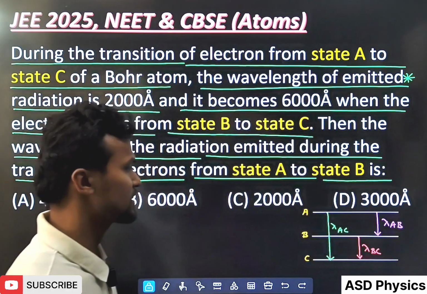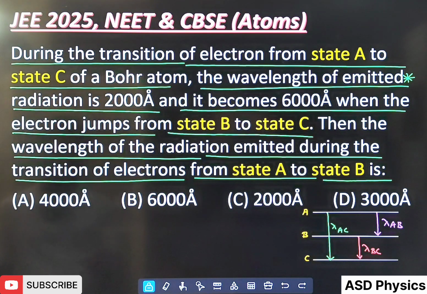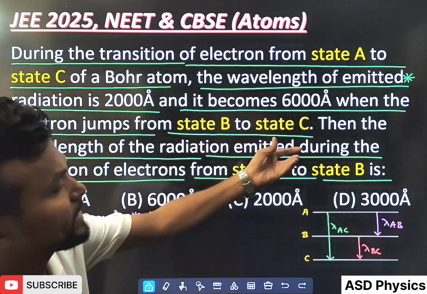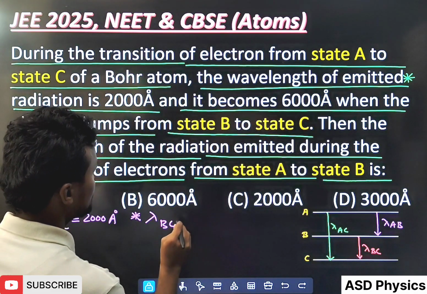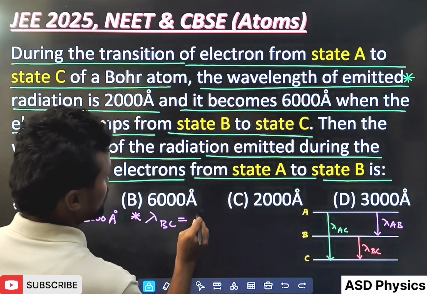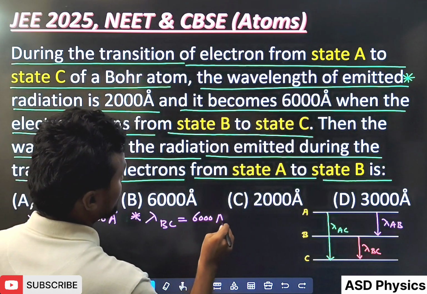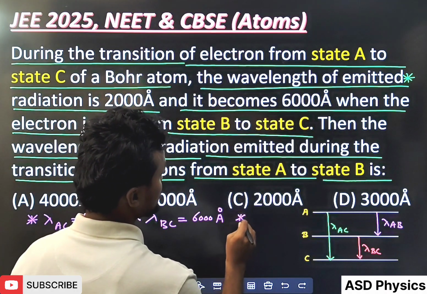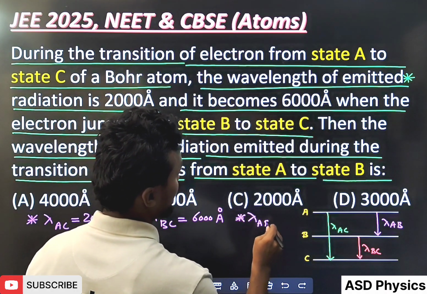Now this is the basic. If we talk about the values, for A to C, lambda AC is given as 2000 angstrom. Next, for B to C, lambda BC is given as 6000 angstrom. And according to the question, we have to calculate lambda AB.